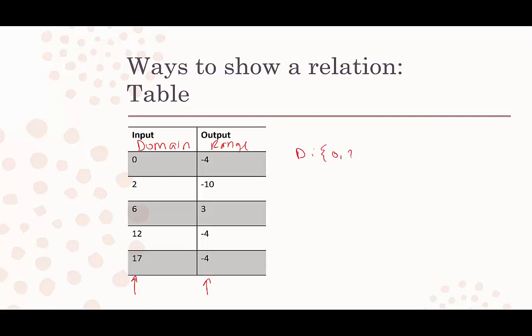We go in order from least to greatest, which the x values already do, 12 and 17. And the range, so let's see, -10 is the smallest, then we have -4, and then we have 3. And again, even though we see a bunch of -4s, we only put it one time when we list the range. It just gets listed once.